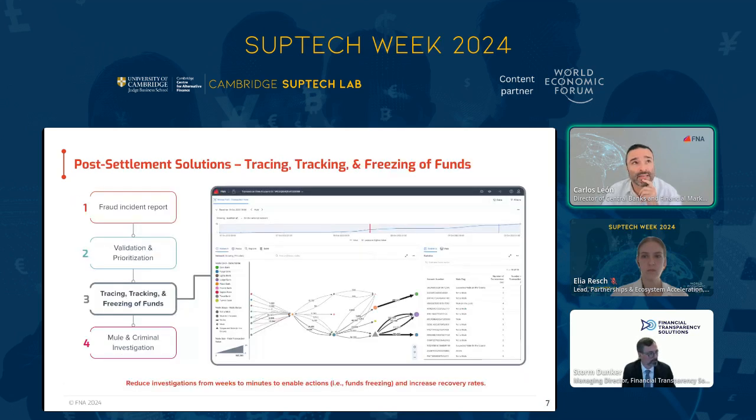The second part is the post-settlement solutions. It is about when someone is scammed, or when the platform or the commercial bank identifies that there has been a scam. There's going to be a report, some step of validation and prioritization, and then tracing, tracking, and potentially a freezing of funds.